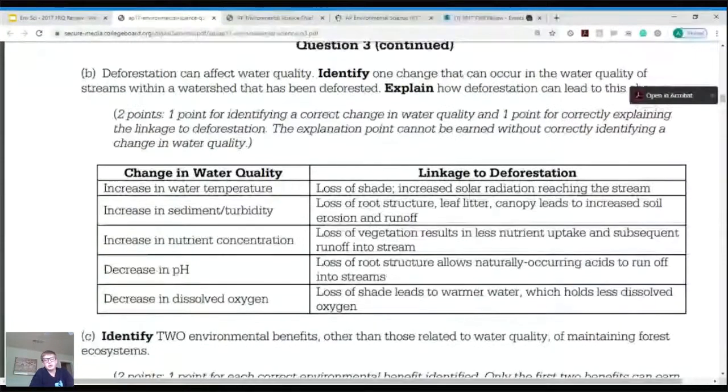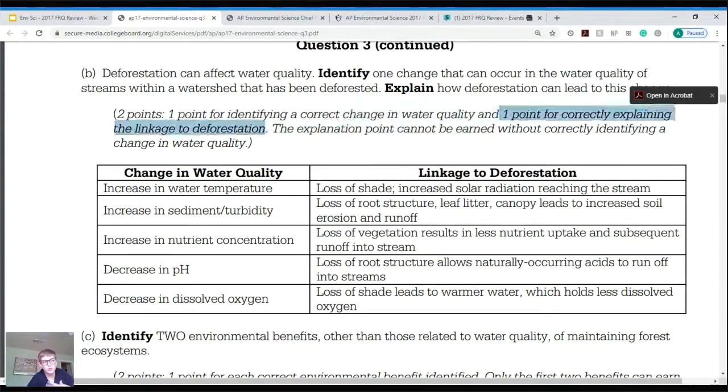But while you guys are thinking, yes, Tanya, we're on C now. But I'm just kind of explaining the rubric for Part B while you guys are trying to think of what you could say for 2 environmental benefits other than water quality, so don't say turbidity. I'm just going to go through this. So the rubric says there are 2 points for this question. So there is a point for identifying, but there is another point for correctly explaining and linking.